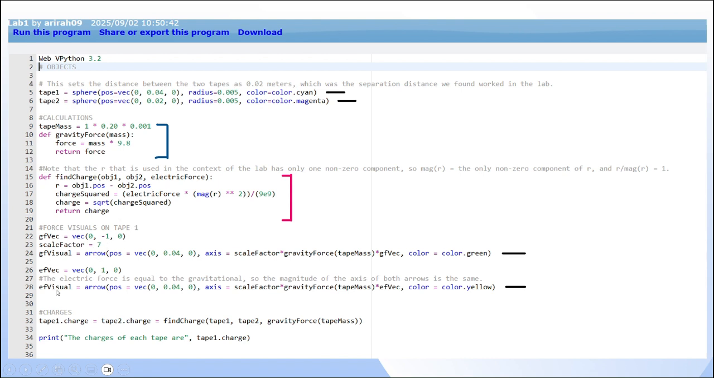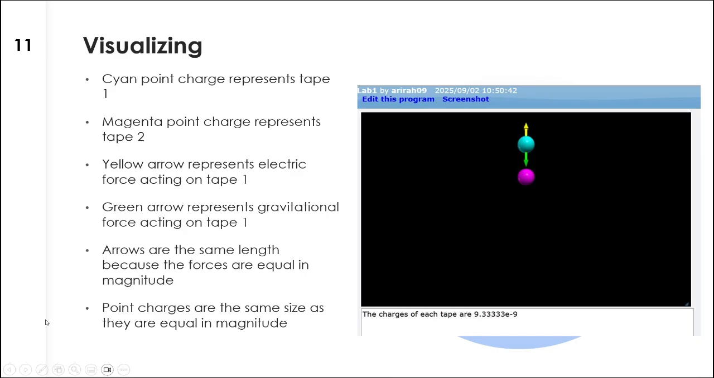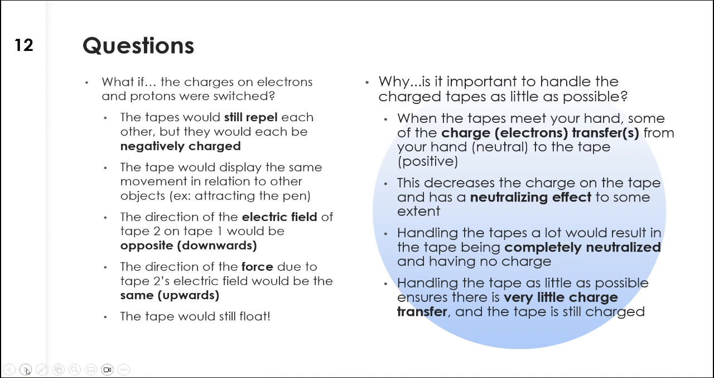Now in lines 24 and 28, I visualize the gravitational force and the electric force using arrows, and then I call the find charge function using the objects tape 1 and tape 2, with the electric force equal to the gravity force, taking in the tape mass as the mass. So the charge calculated by my function is the same, 9.33 times 10 to the negative ninth coulombs. And in this visual, we see that the cyan point charge is tape 1, magenta is tape 2, the yellow arrow is electric force, green arrow is gravitational force, and the arrows are equal.